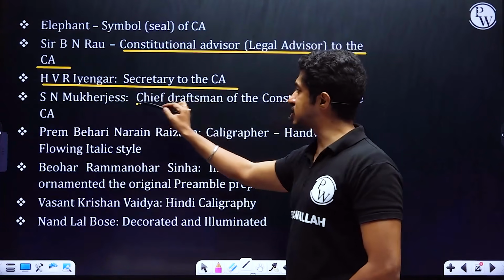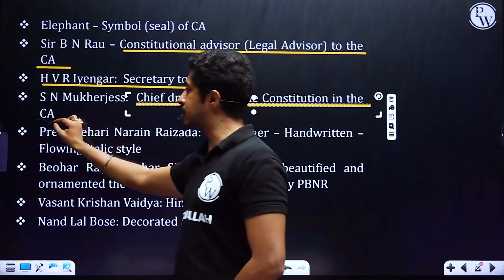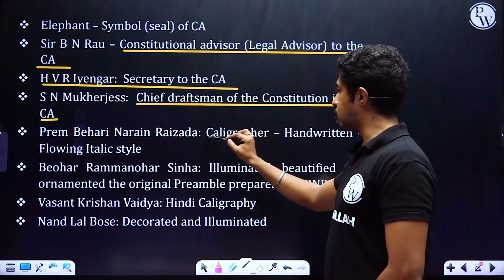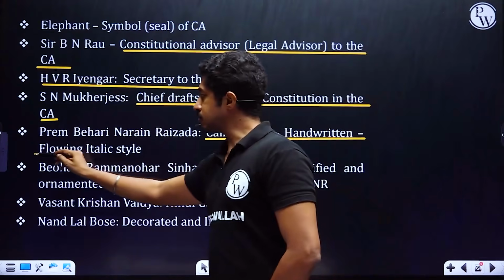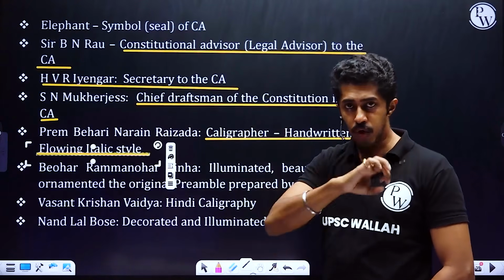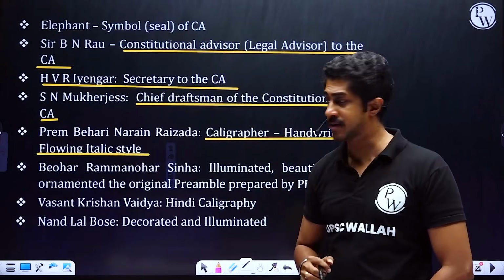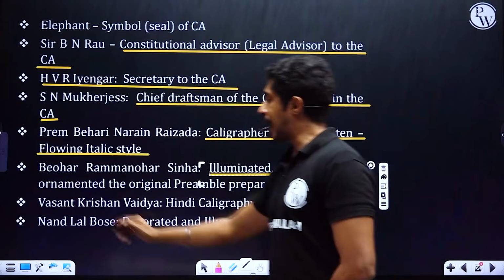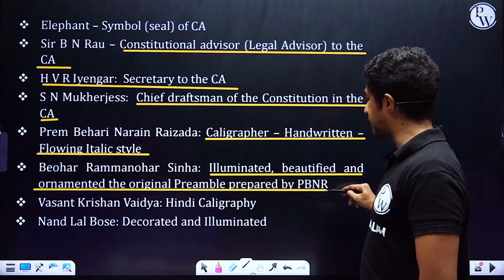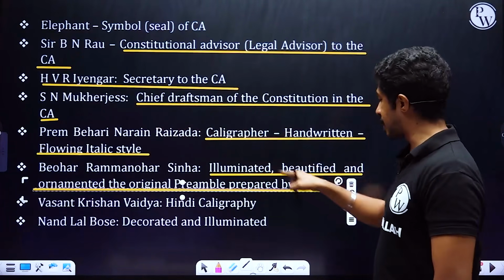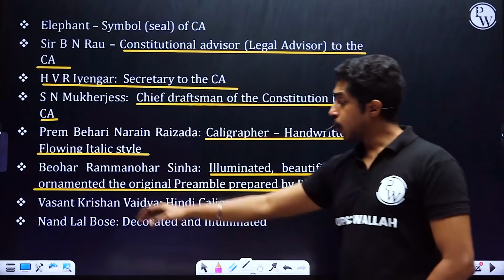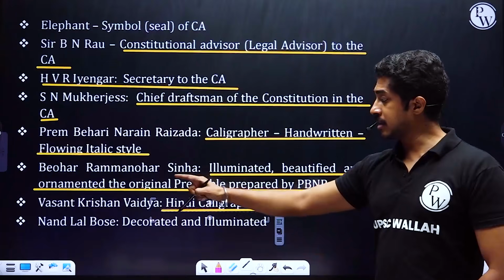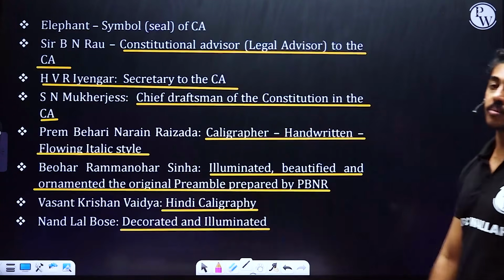S.N. Mukherjee was the chief draftsman of the Constitution in the Constituent Assembly. Prem Bihari Narain Raizada was the calligrapher of English, what is written in English, and he gave the flowing italic style. Biohar Ram Manohar Sinha illuminated, beautified, and ornamented the original preamble prepared by Prem Bihari Narain Raizada, PBNR. Vasant Krishna Vaidya was responsible for Hindi calligraphy. Nandlal Bose decorated and illuminated it.